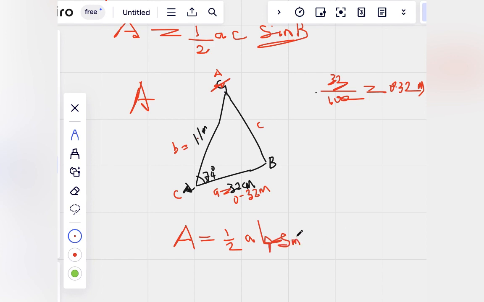Okay, our board is slippery. I don't know why today. Why is it slippery? The board.